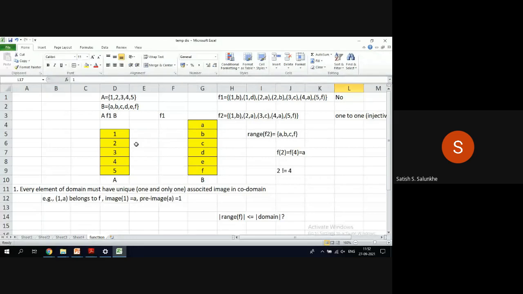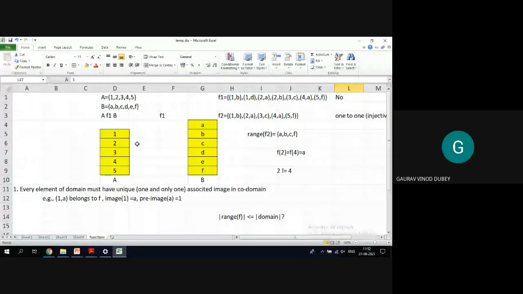Are you getting? Here every element is mapped to one. You don't talk with respect to B alone. You say this is domain and this is codomain, and you talk with respect to that. Tell me, every element of domain is mapped with only one element of codomain.